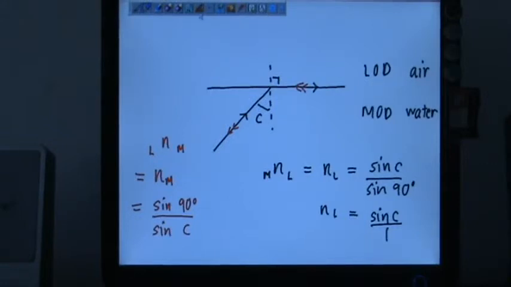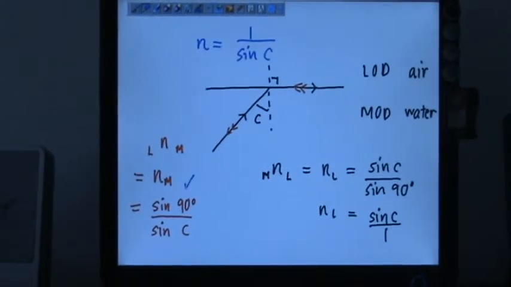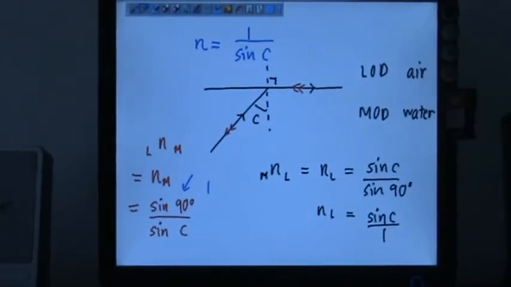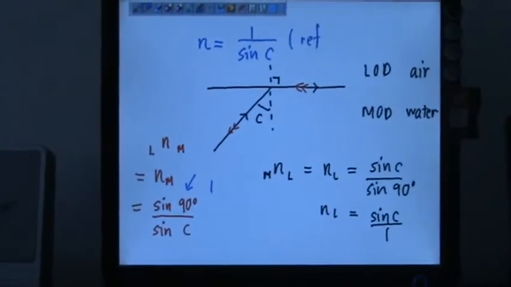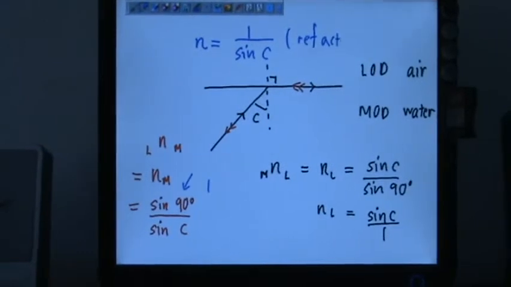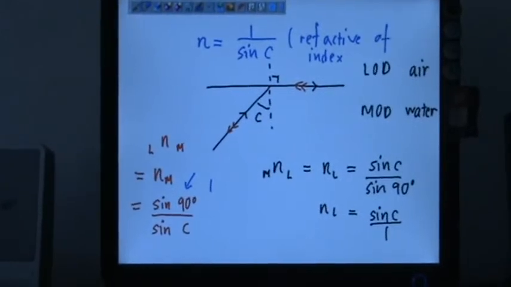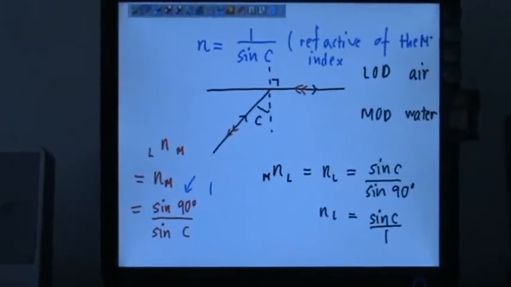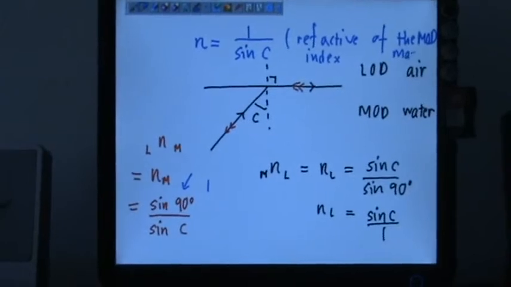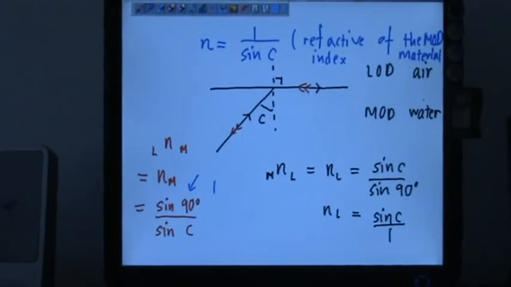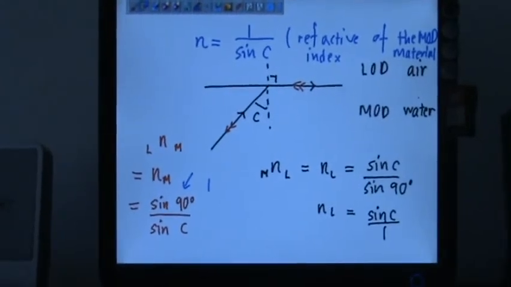So in the future, you just have to use this formula: n equals 1 over sine C, because sine 90 is 1. This is to find the refractive index of the more optically dense material. We are getting the refractive index of the more optically dense material. Okay? So this is the formula for refractive index.